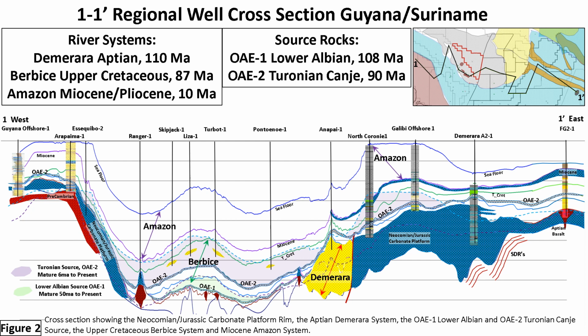The interval of Berbice sedimentation is shown in this green arrow from here to here, and that matures the Lower Albian source rock where this light green shading is on top of it. The Amazon sediments, you can see, are quite thick in this area, and that matures the Turonian source rock where it is colored in this light purple color.